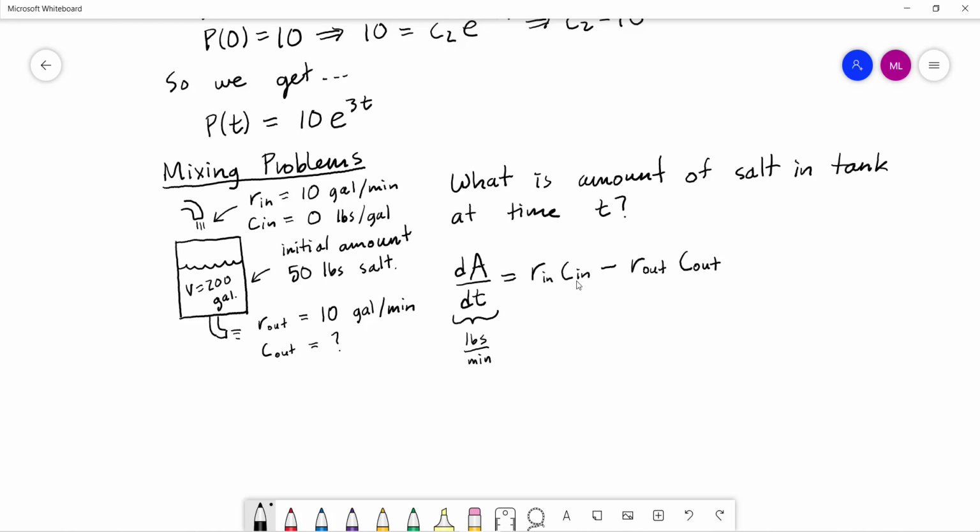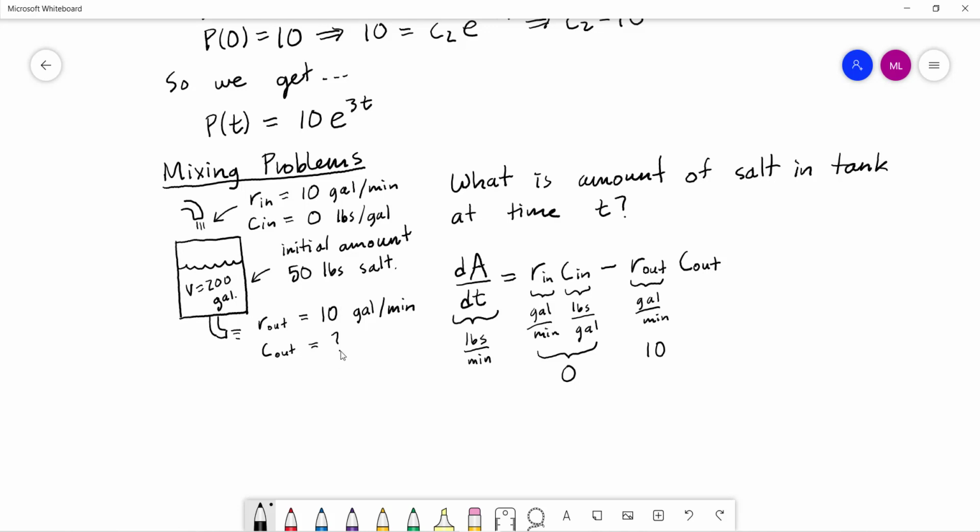The nice thing is, over here, the concentration of what was coming in was 0. So this term, let's just keep track of the units here. The rate in was gallons per minute. This was pounds per gallon. But this whole thing is going to be 0 because even though the R value was 10, we were multiplying it by the value of C in, which was 0. So this whole term is going to be 0. On the other hand, the rate out, which again has units of gallons per minute, is 10. And the concentration of what's coming out is unknown.